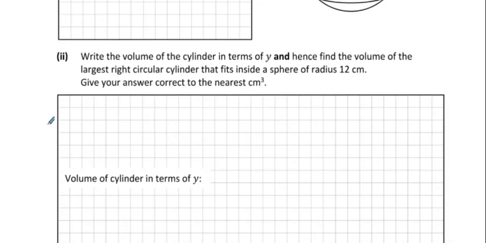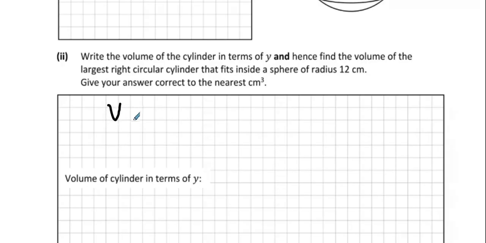Write the volume of the cylinder in terms of y and hence find the volume of the largest right circular cylinder that fits inside the sphere of radius 12. Give your answer correct to the nearest centimeters cubed. Okay, so it wants me to do it in terms of y.